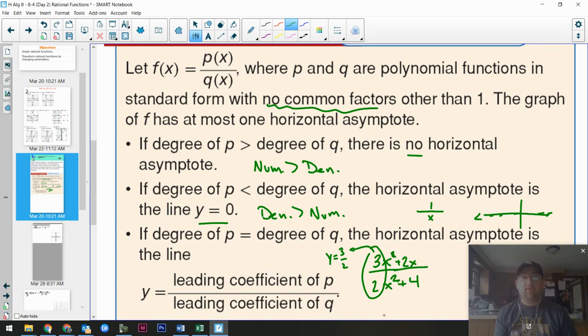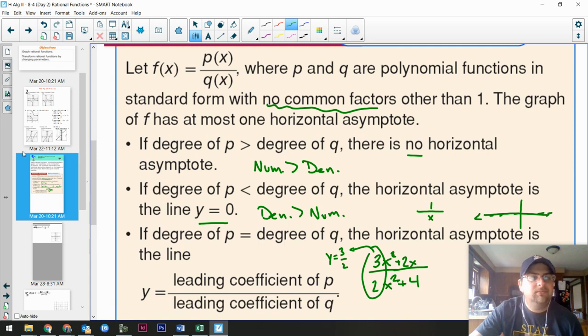So this would occur at y equals 1.5. The horizontal line would be at 1.5. Okay. So those are the rules. You just got to memorize those.